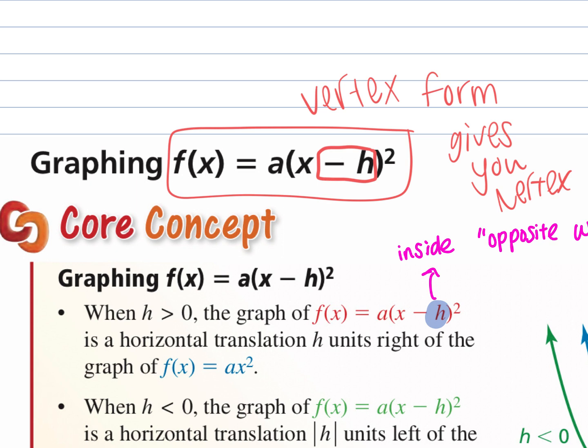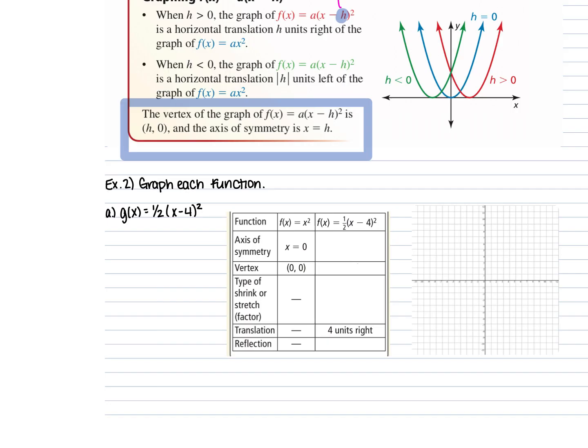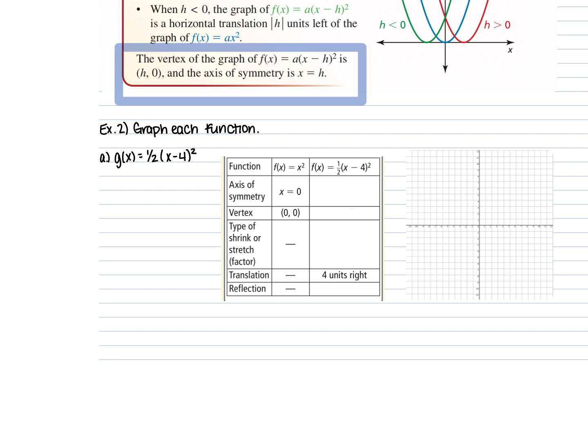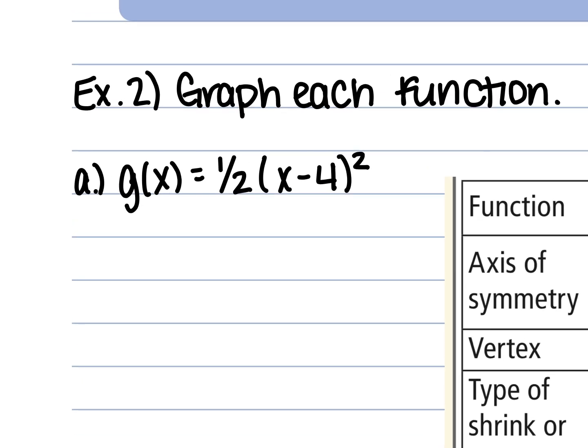But the reason this form is so useful is because it gives you the exact location of your vertex, okay? So let's check out some examples. Let's look at our first example, letter A. Let's first identify what our transformations are, and then we'll actually graph the function, okay? So let's start with that -4 that we talked about. It is in opposite world. It is horizontal because it's inside the parentheses next to our x.